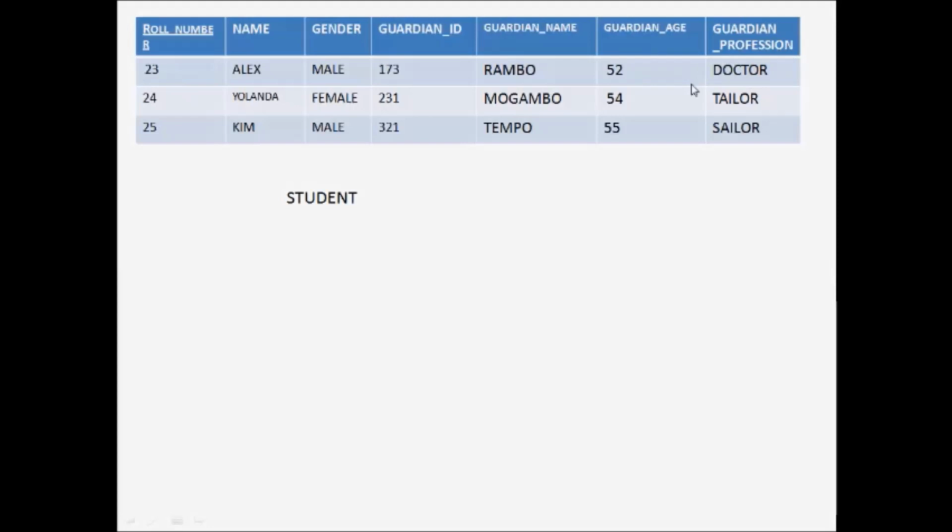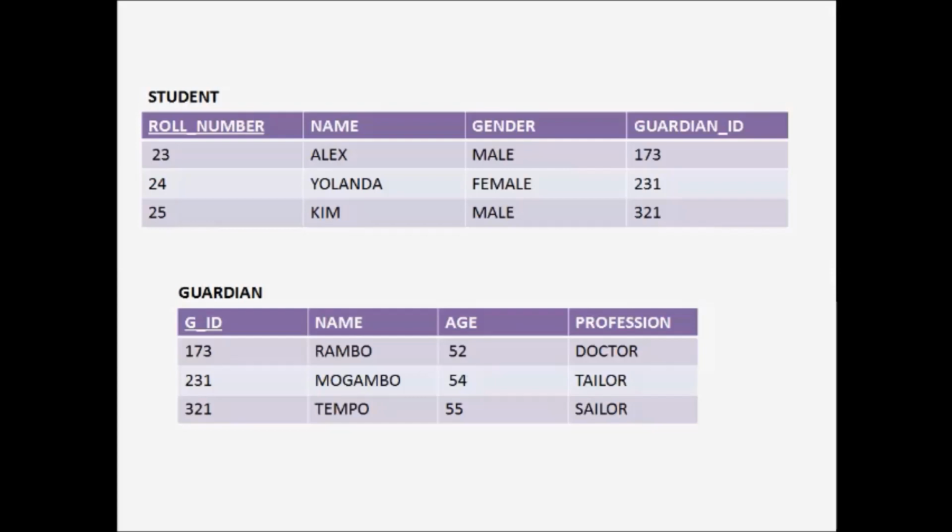Now what I have done, I have decomposed this table into 2 tables, student and guardian. Right? This table student has 4 columns: roll number, name, gender, guardian ID. Roll number is the primary key of this table, and guardian ID is the foreign key.